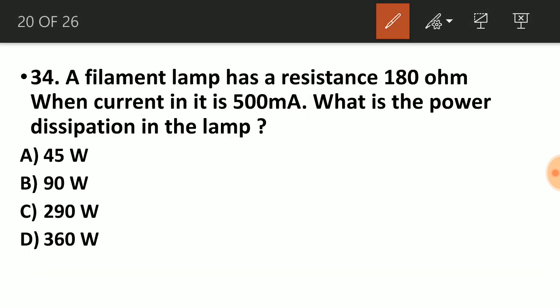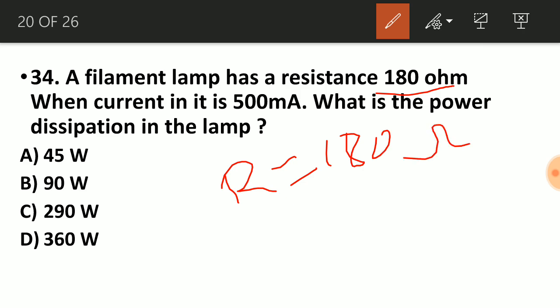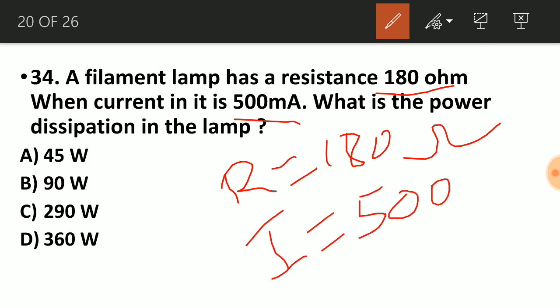Now let us see this question. A filament lamp has resistance R equal to 180 ohm, and the current I is equal to 500 milliampere. We know that milli can be converted into ampere by multiplying by 10 to the power minus 3. So this is our resistance, this is our current. Now we need to find the power.